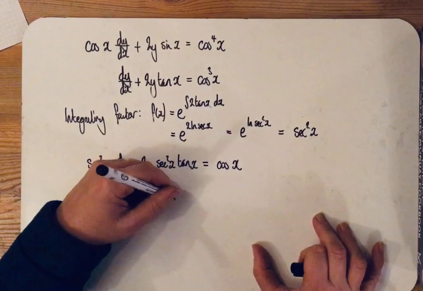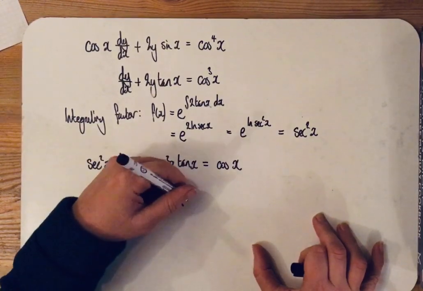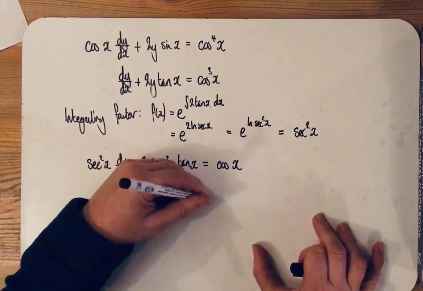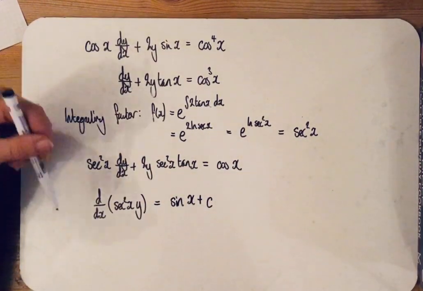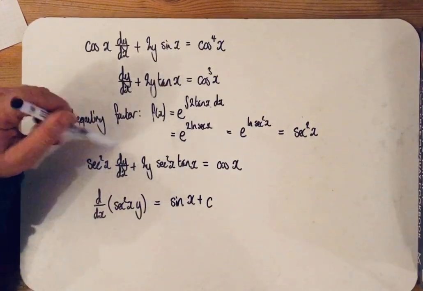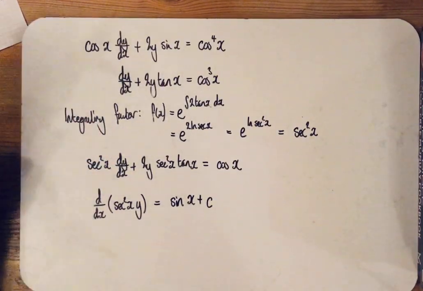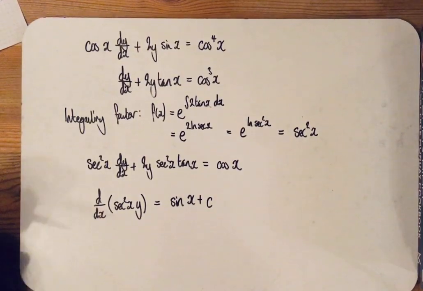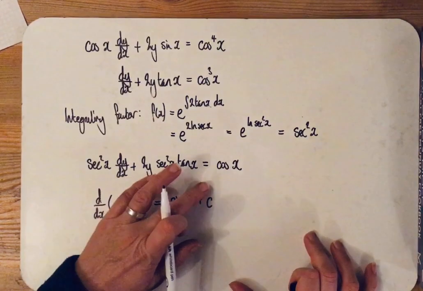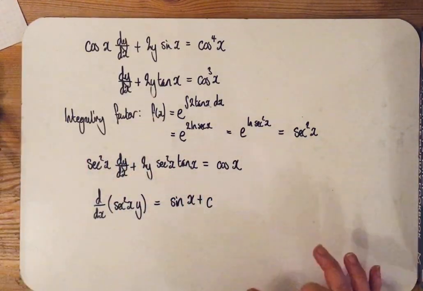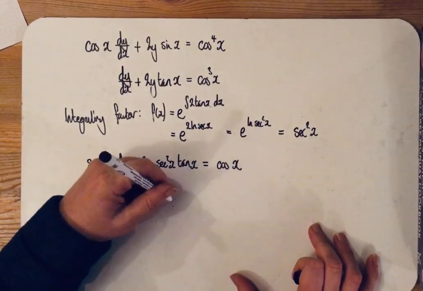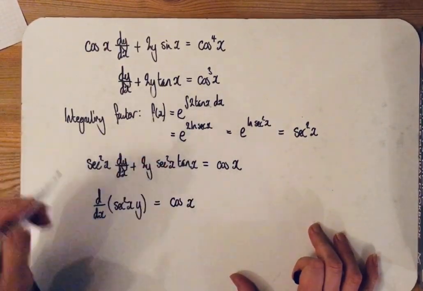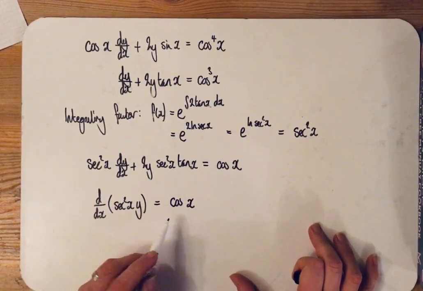She says convincingly. Cos goes to sin x plus c. Remember, if you differentiate sec x, you get sec x tan x. So, yeah, try to convince you that line is correct slightly better. And I've lost the plot now. Right, so now I need to integrate. Oh, sorry, that's the cos x still. So d/dx of sec squared x y equals cos x.